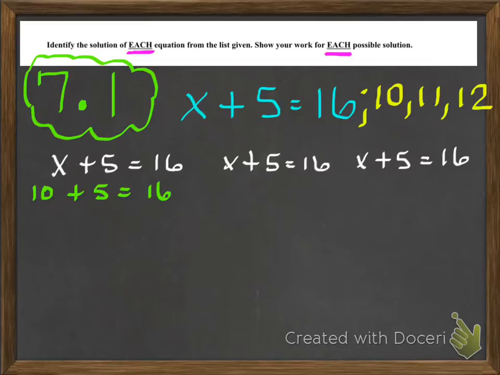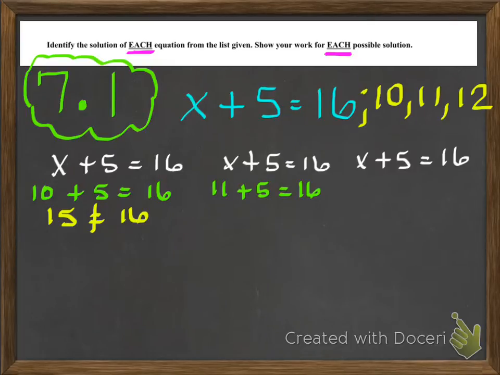From there, you want to substitute 10 plus 5 equals 16 because 10 is my first possible answer choice. After I've substituted, I'm going to add 10 plus 5 on the left-hand side. Notice I don't change anything on the right-hand side. So 15 is not equal to 16, so that's why I draw the little slash through the equal sign. Now we're going to do the same thing for 11 and 12.